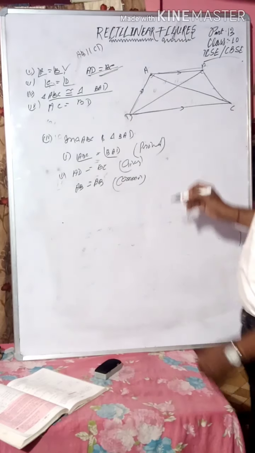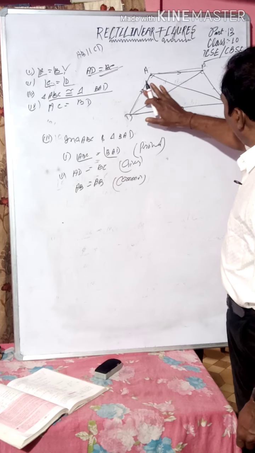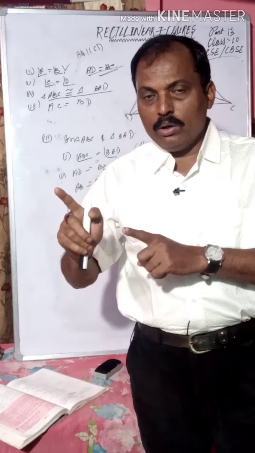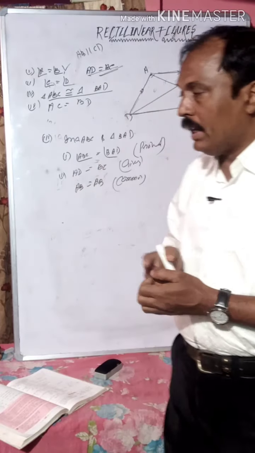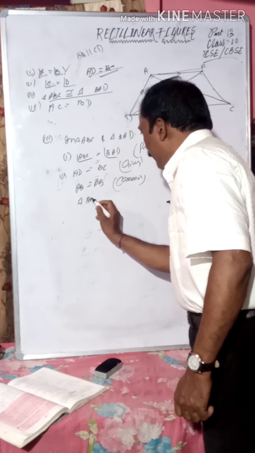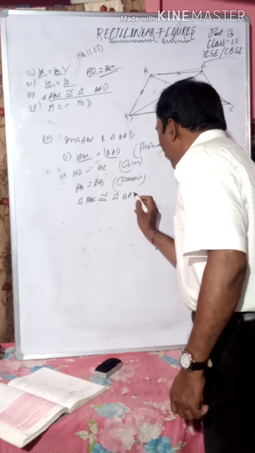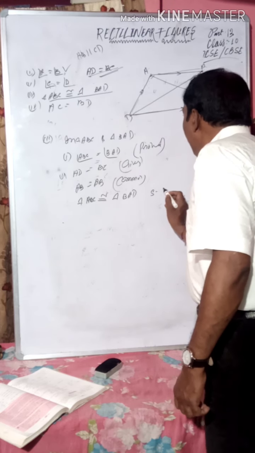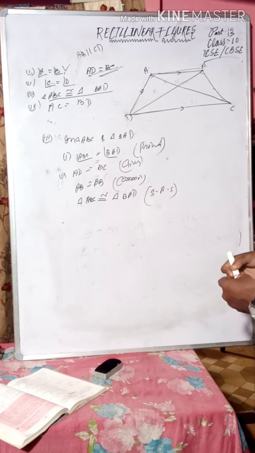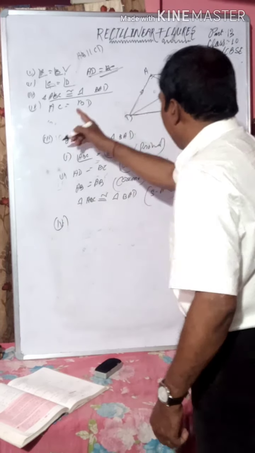So two sides and included angle of one triangle are equal to two sides and included angle of the other triangle, then the two triangles are congruent to each other. So triangle ABC is congruent to triangle BAD, side, angle, side. So other components are equal. What are the other components? Come to IB. Next, AC.